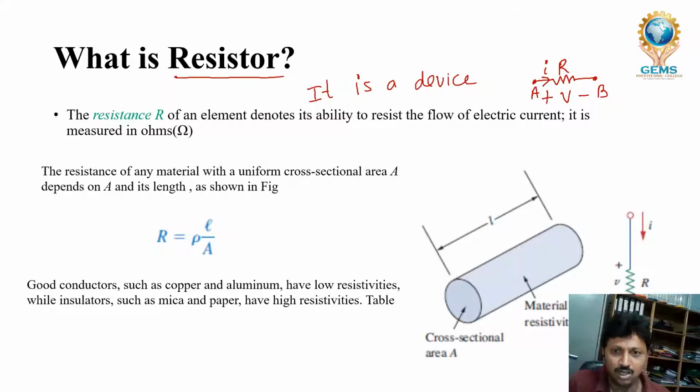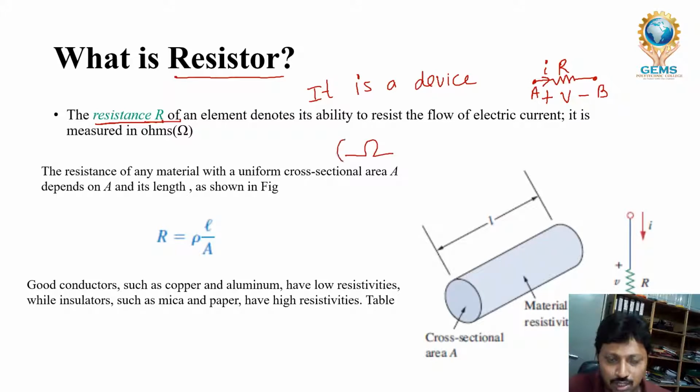Resistor, I told you, means it is a device, right? And what is the resistance? Resistance is a property. It denotes its ability to resist the flow of electric current. So what is the resistance? It is the ability to resist the flow of electric current. It is measured in ohm.